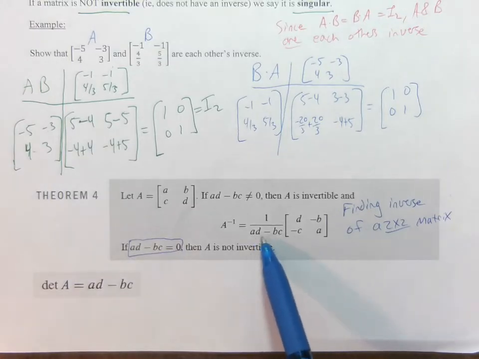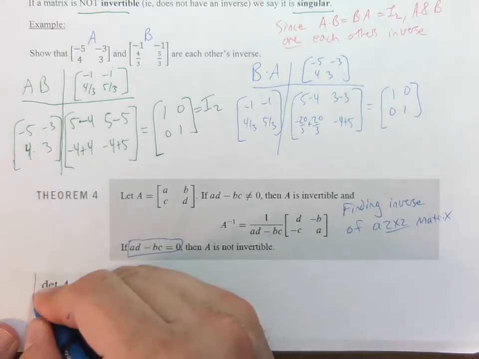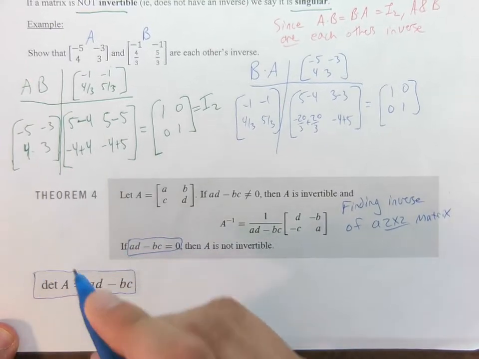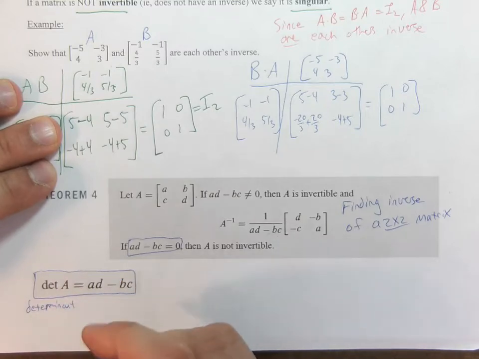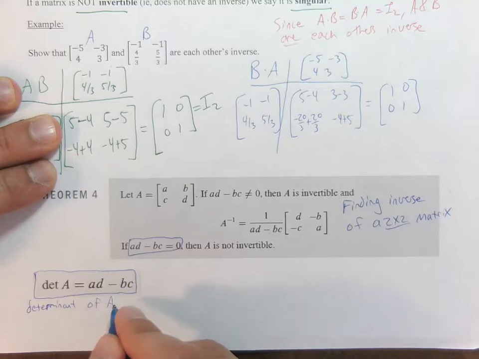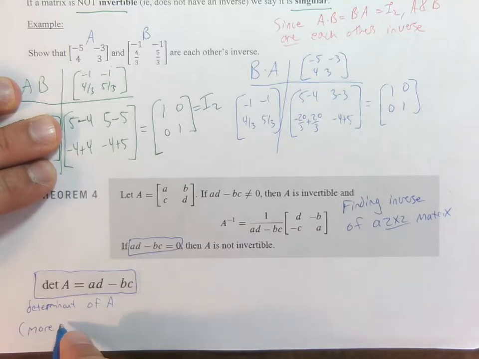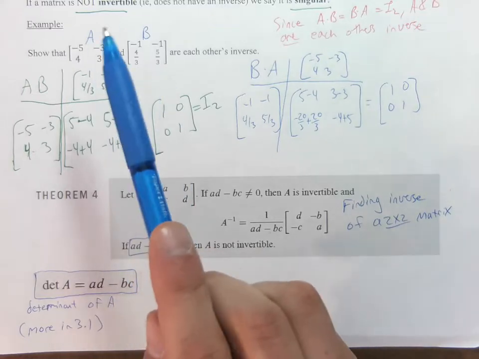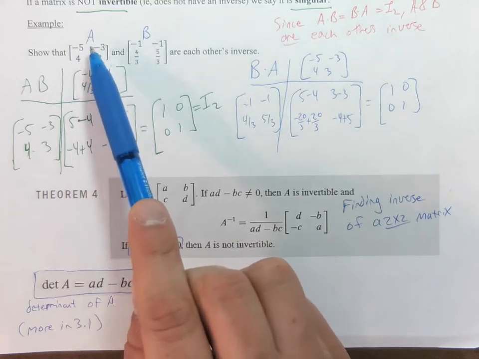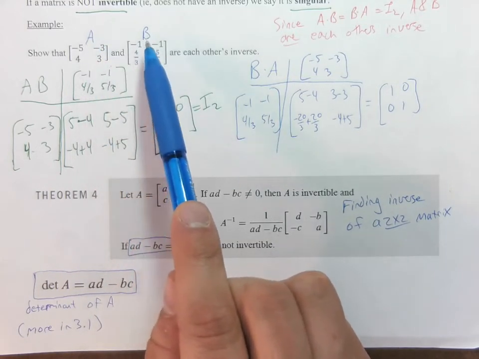This quantity, AD minus BC, is shown right here. And that's known as the determinant of A. We're going to see more about this in section 3.1, but I should just mention to you now that that's a very specific quantity known as the determinant. Okay, so here's the matrix A, right? Let's find the inverse of this matrix A right here, and then we'll show that we get the matrix B.